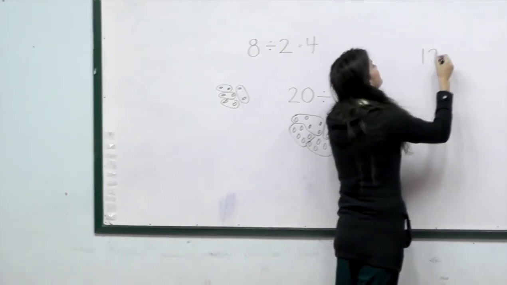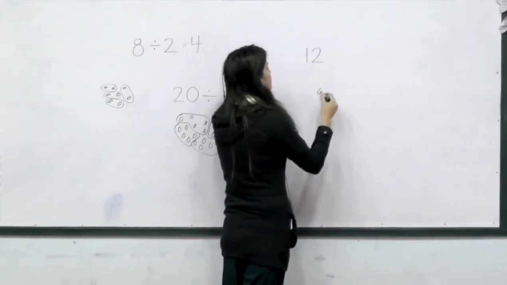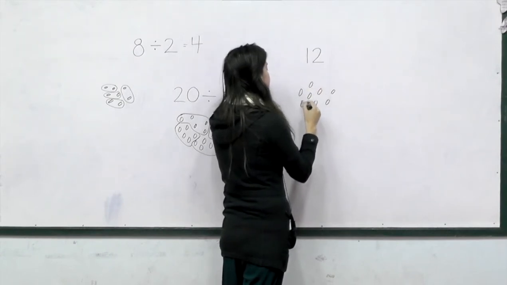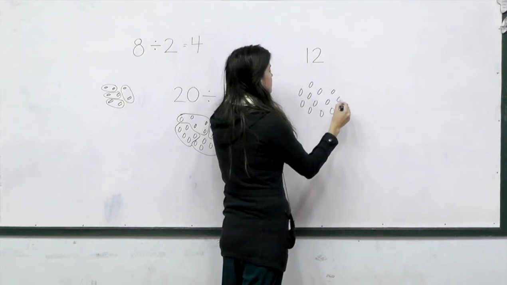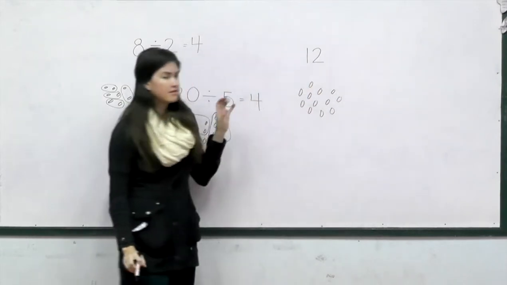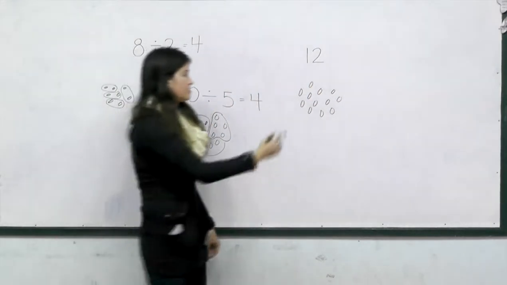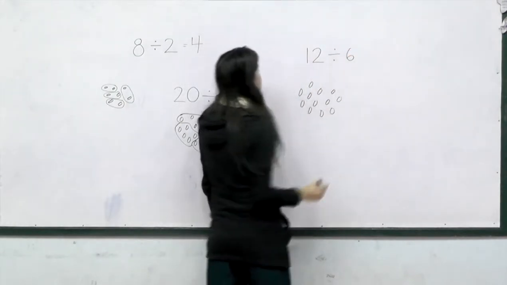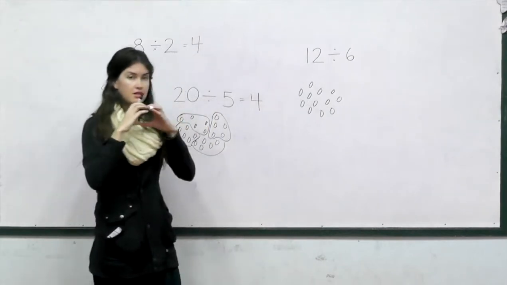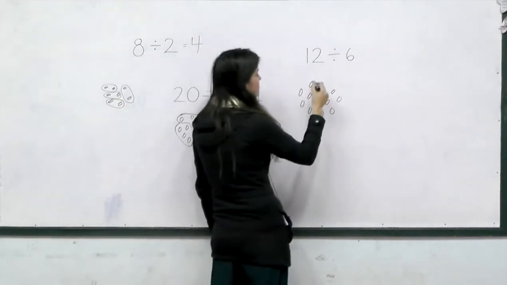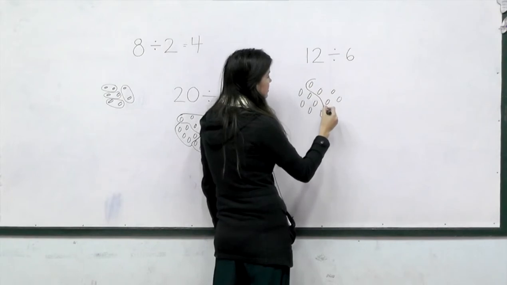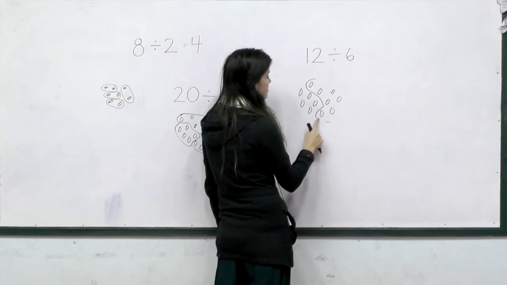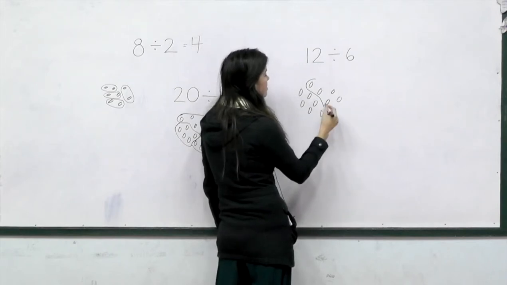What if we have only 12 beans? So 1, 2, 3, 4, 5, 6, 7, 8, 9, 10, 11, 12. I have 12 beans. I want to divide those beans into groups of 6. I'm going to circle 6 beans. 1, 2, 3, 4, 5, 6. This bean is out. Too many beans in this group.